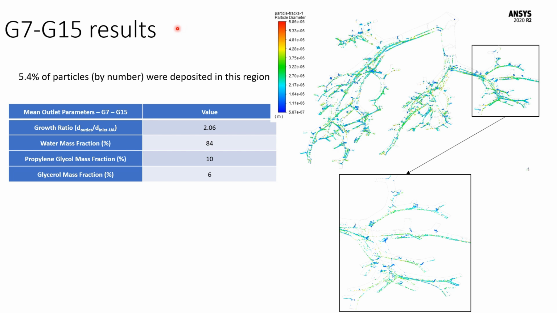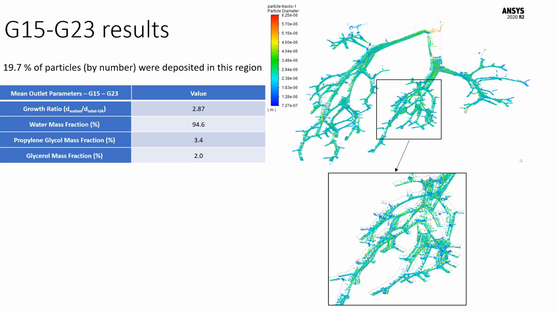For generation 7 to generation 15, 5.4% of the particles by number were deposited in this region, and here's a plot of where they were deposited. Again, the dots are coloured by the diameter of the particle at the time it deposited. The particles had a growth ratio of 2.06, and by the time they left this model, the water mass fraction was 84%.